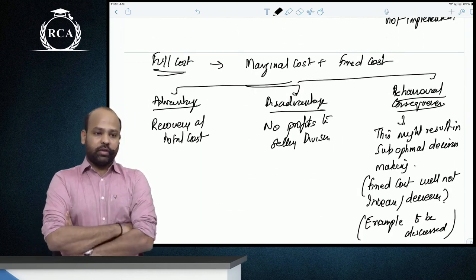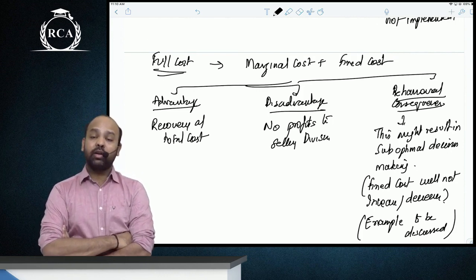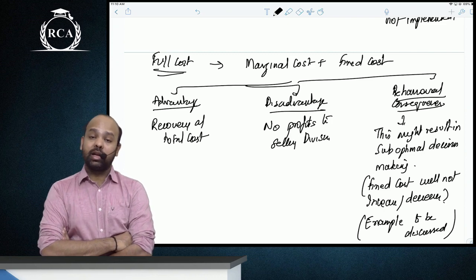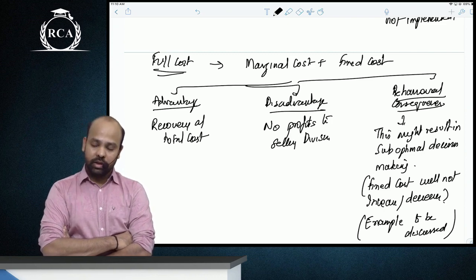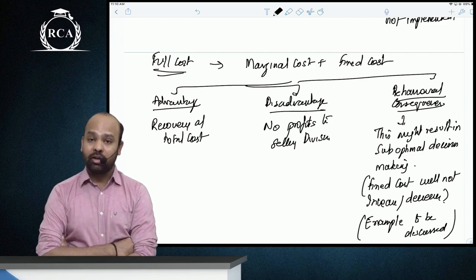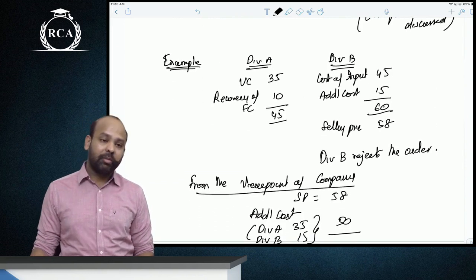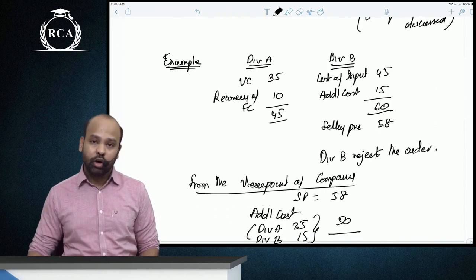Under full cost, the advantage to the selling division is that they're recovering their entire cost. Disadvantage, it will always result in a loss. Behavioral consequences: it is not necessary that full cost should result in optimal decision making. I gave you an example where full cost resulted in suboptimal decision making from the viewpoint of the organization.